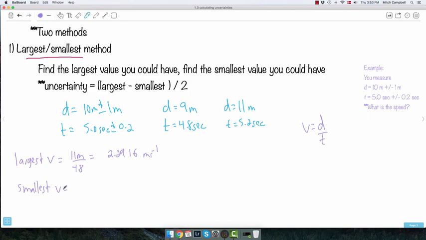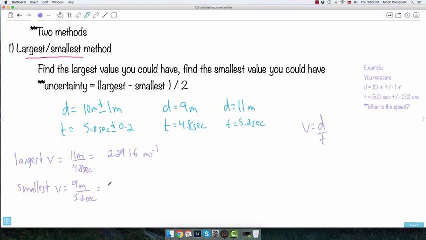And if I want the smallest value of v, I do the opposite. So there I'm going to use the smallest value of d on the top. So in this case, I'm going to use 9 meters. By the way, this is in seconds. I'm going to use the largest value of time on the bottom. So I'm going to use 5.2 seconds. So that means there I get 9 over 5.2.